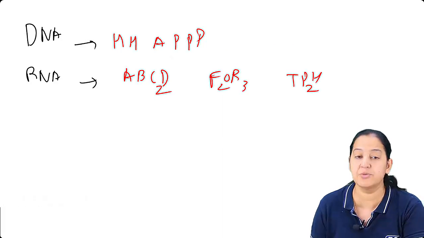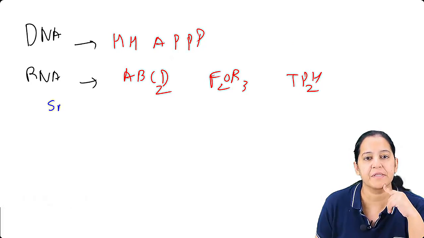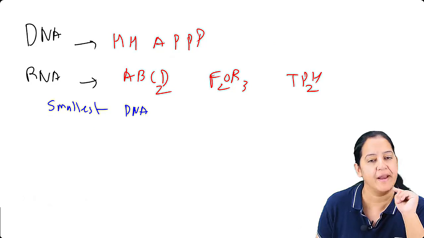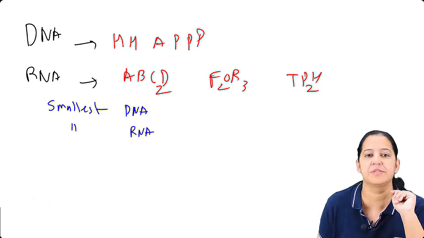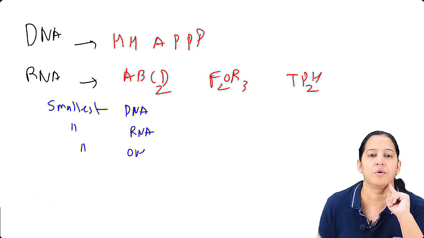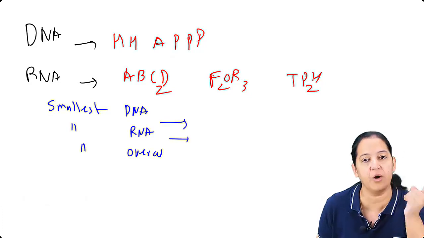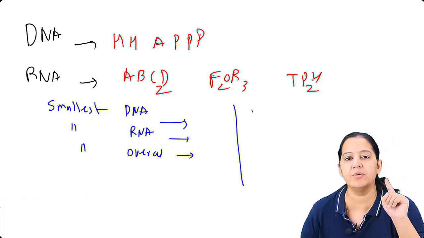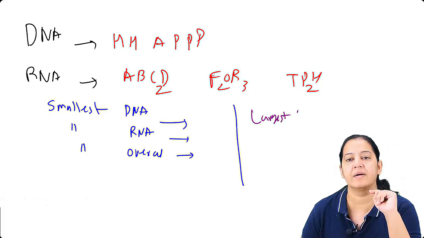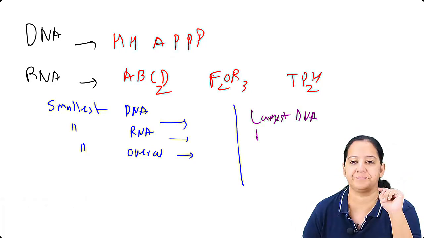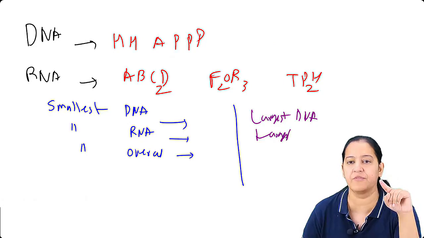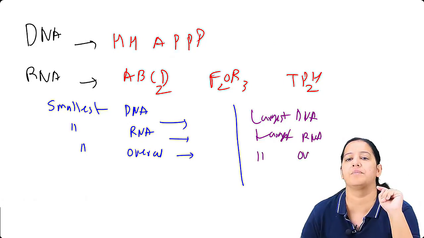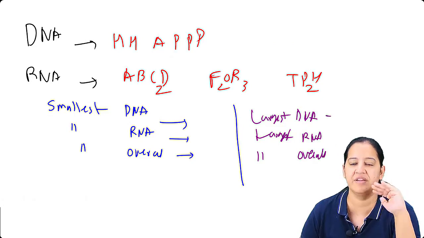Now let me ask you 6 questions. Tell me the smallest DNA. Among the DNA, who is the smallest? And the smallest RNA. Among the RNA, who is the smallest? And the smallest overall. Among DNA and RNA overall, who is the smallest? Tell me the three. Then tell me who is the largest DNA. Tell me who is the largest RNA. The mnemonics are in front of you. Then I will pick and tell me the largest overall.